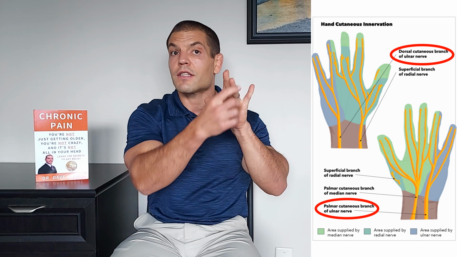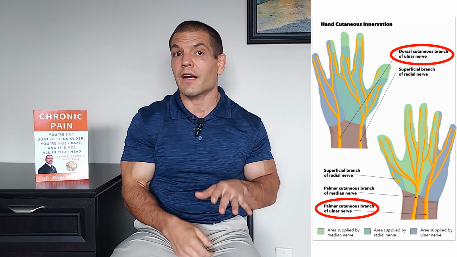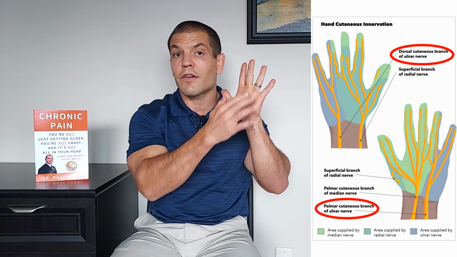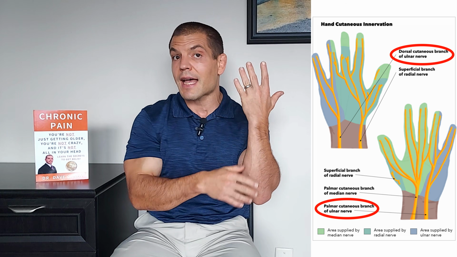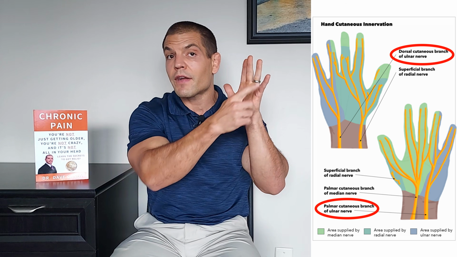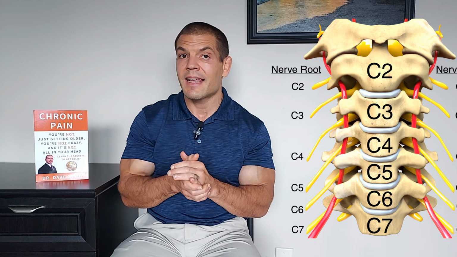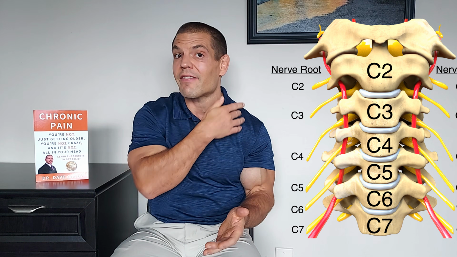The third exercise affects the other two fingers, the ring finger and the little finger. The ulnar nerve innervates both the palmar side and the dorsal or back side of the ring finger and the little finger. That is lower down in the neck. It's primarily the C8 and T1 nerve roots in the neck, and to some extent C7.